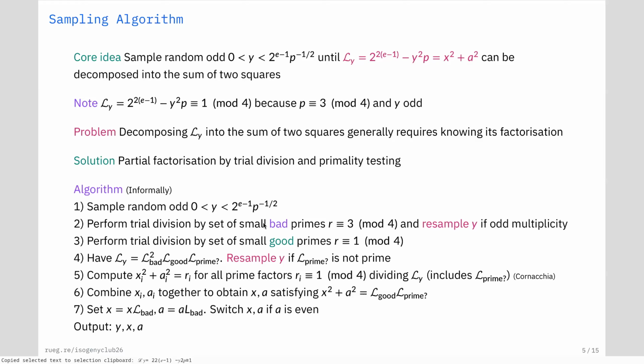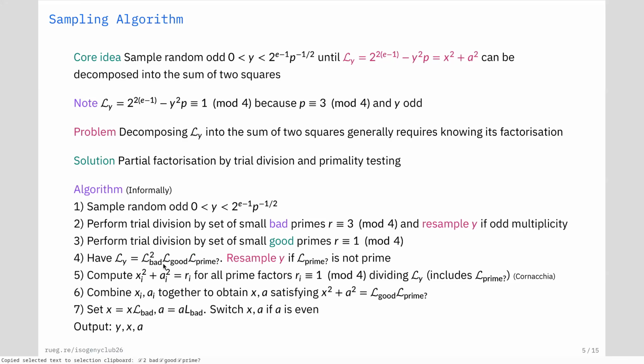Else we continue. We then do trial division by some good primes, right? So maybe we want to compute a partial factorization because at the end we need to know the full factorization of the Ly. So we do some trial divisions even with good primes. And then when that's done, we will know that our Ly is somehow this shape, right?